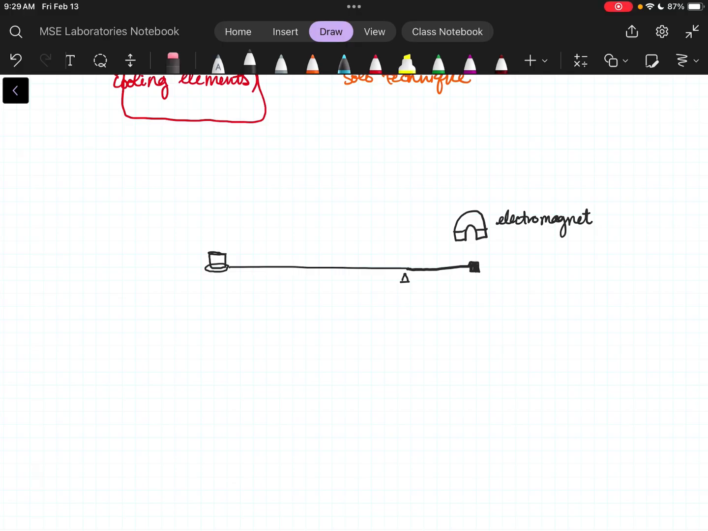I'm going to just copy that for a second because I'm going to use it later. And I set my little crucible on the plate at the end.